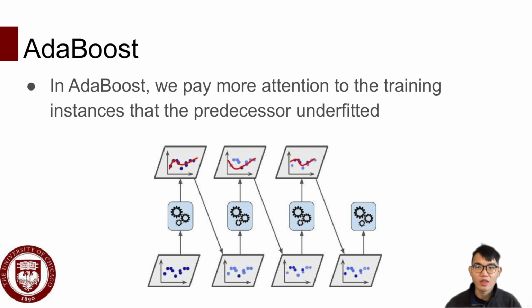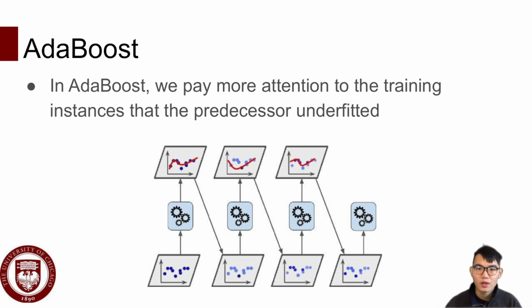One type of boosting method is called AdaBoost. When training the sequence of predictors, we pay more attention to the training instances where the predecessor predictor underfitted. As a result, the newer predictor focuses more on the hard cases.